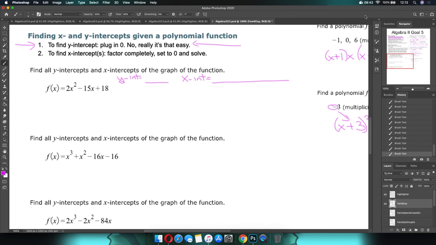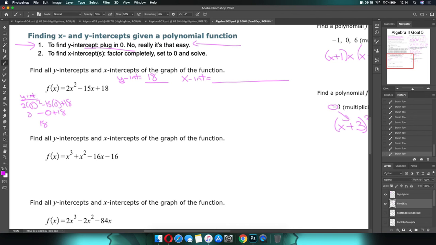Now, between the two, since the y-intercept only gives you one answer and actually solving for it is like the easiest thing on the planet, we're going to start with that. So what are we going to do? We're going to plug in 0. How convenient. So this is going to be for the y-intercept. I want to keep myself organized. So 2 times 0 squared minus 15 times 0 plus 18. Gee, I wonder what that will be. Oh, wait, that didn't change. So our y-intercept here is going to be 18 because the 0 terms just disappear and you're left with 18.